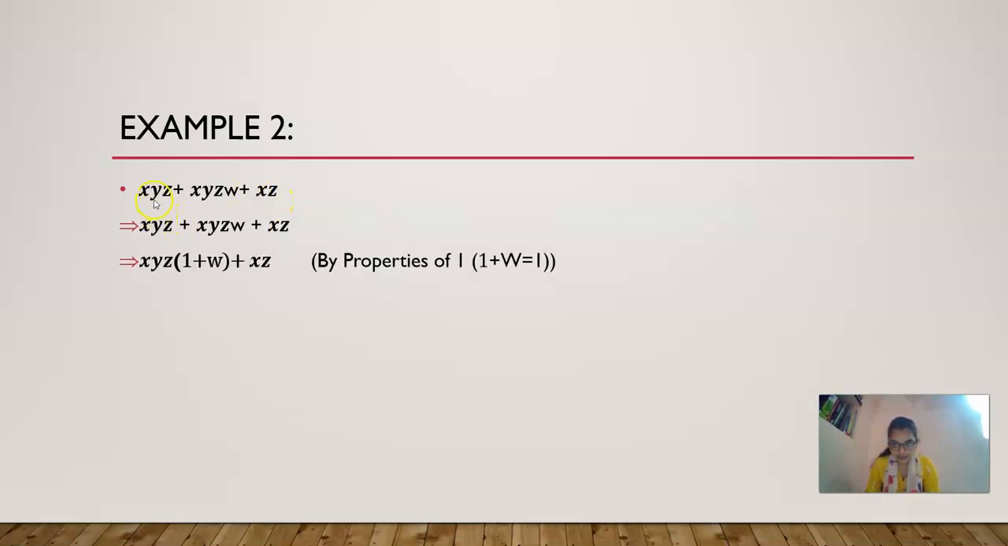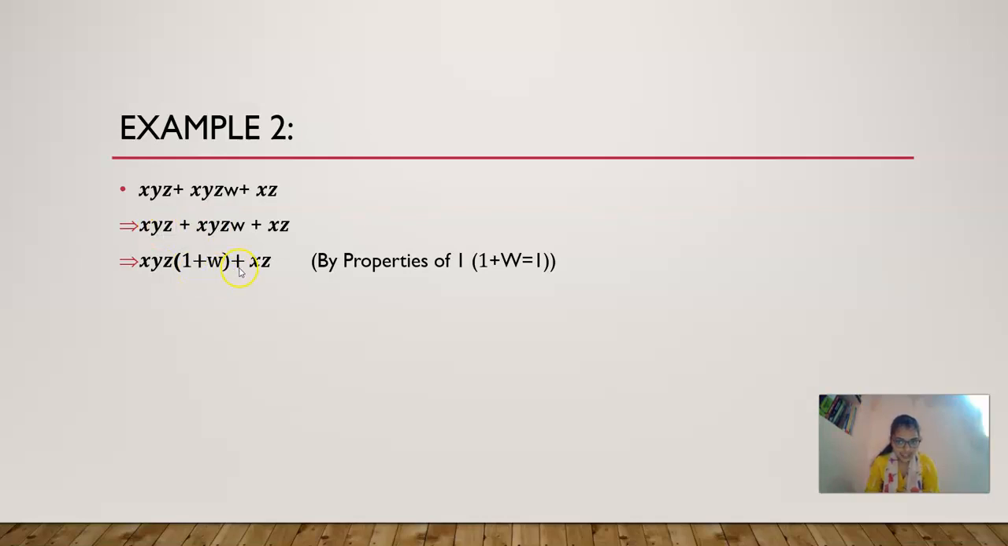Again, I'll consider the first two terms, that is xyz plus xyzw. What is common in these two terms? xyz is common. If you take xyz, what will be remaining? 1 from here, and 1 and w from here, that is 1 plus w will be remaining. Taking xyz common, the remaining thing is 1 plus w.